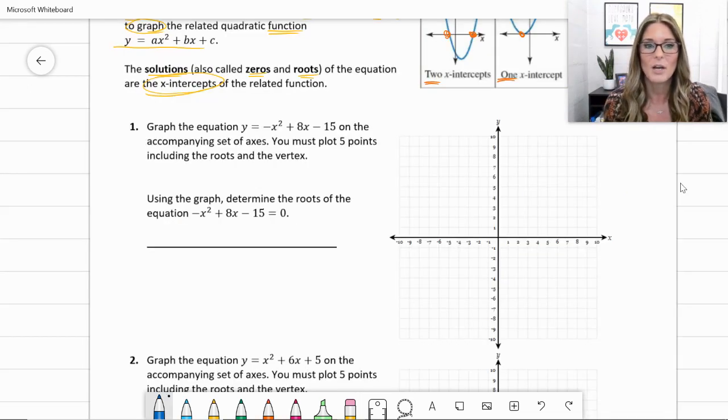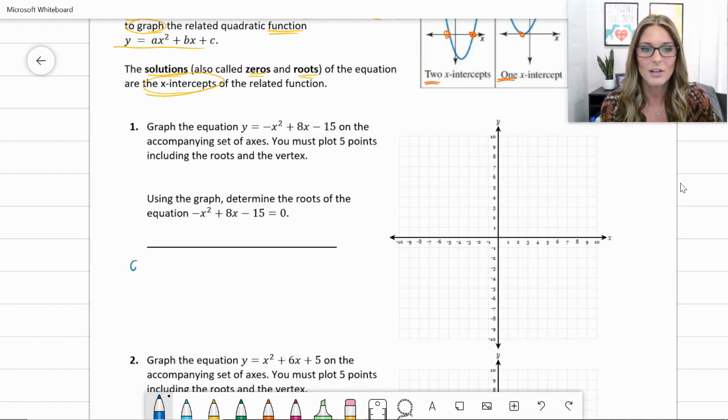So let's start with number one. We're going to graph the equation y equals negative x squared plus 8x minus 15 on the axes. Again, we're going to plot 5 points that include our roots and our vertex. Then we're going to use that graph to determine the roots of the equation negative x squared plus 8x minus 15 equals 0. So let's start by graphing.